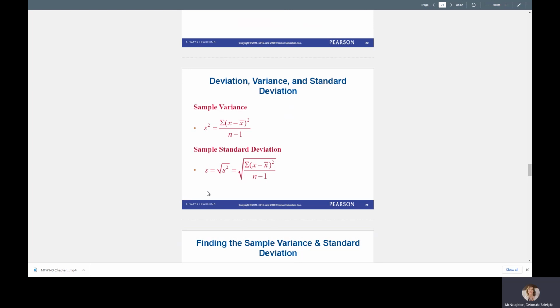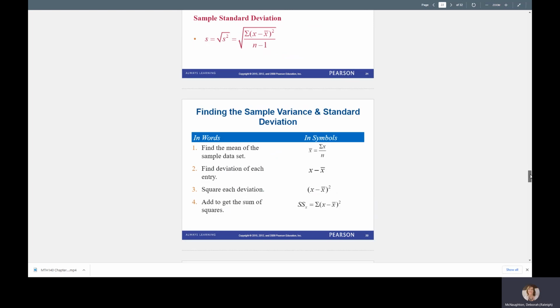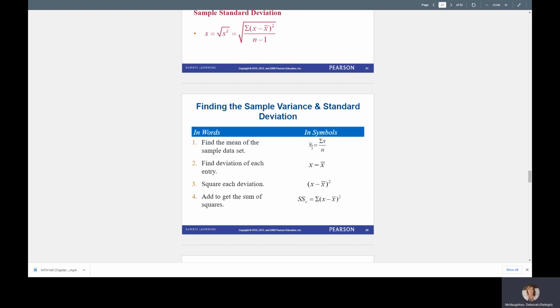And then when we take the square root of s squared to get our s, which is our sample standard deviation, it's the square root of the sum of x minus x bar squared, over n minus 1. So to find the sample variance and standard deviation, we first have to calculate the sample mean x bar by summing all the x's and dividing by n.